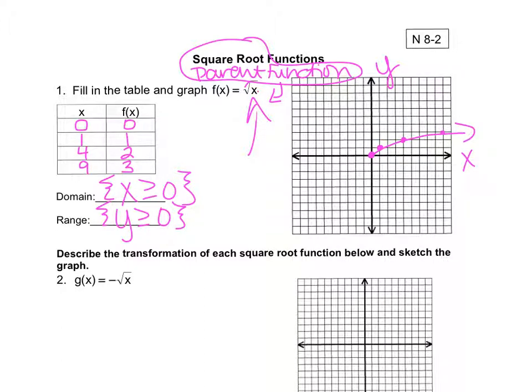Make sure you remember at the end of the notes, or now, pause it, go ahead and transfer that to your gold sheet, your parent function sheet. Make sure you fill it in under square root function.